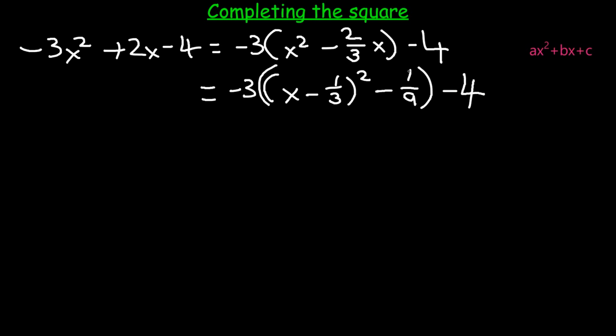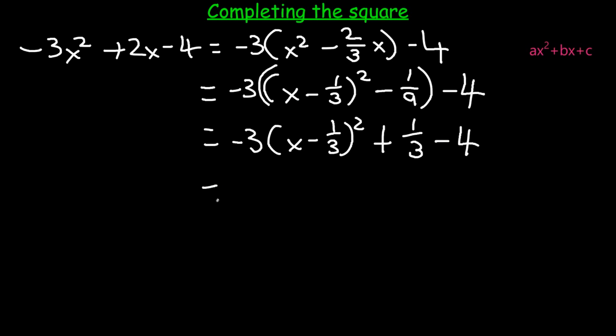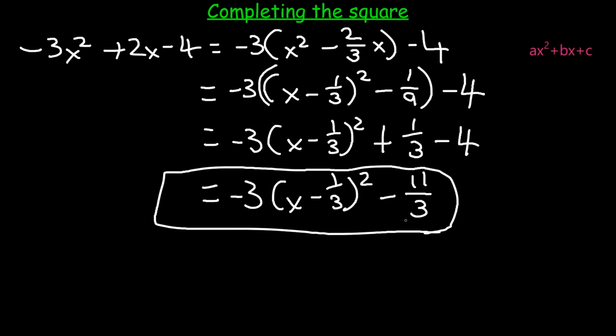Now we'll expand the outer bracket, this term with this term. We have negative 3 x minus a third squared plus 1/3, multiplying this and multiplying this, minus 4, which is equal to negative 3 x minus a third squared minus 11 over 3. And this is our completed square form of this expression.